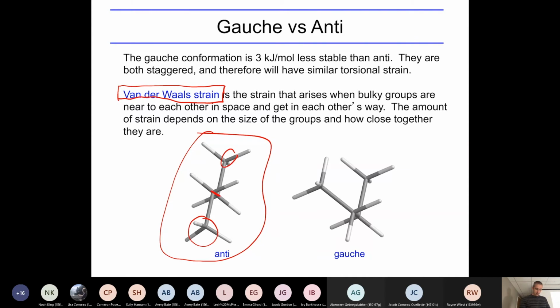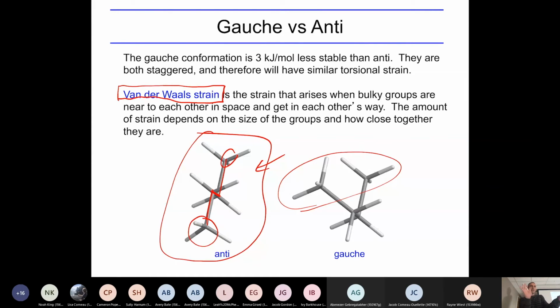So for that reason, anti is the best structure you can get, because it takes those two bigger groups that are on the central atoms and positions them as far apart from each other as possible. They're completely pointing in exact opposite directions, so this minimizes van der Waals strain by putting those methyls as far apart as possible. Gauche is a little bit worse, right? The methyls are getting a little bit close to each other here. They don't want that. And so for that reason, gauche is not going to be as stable as anti.